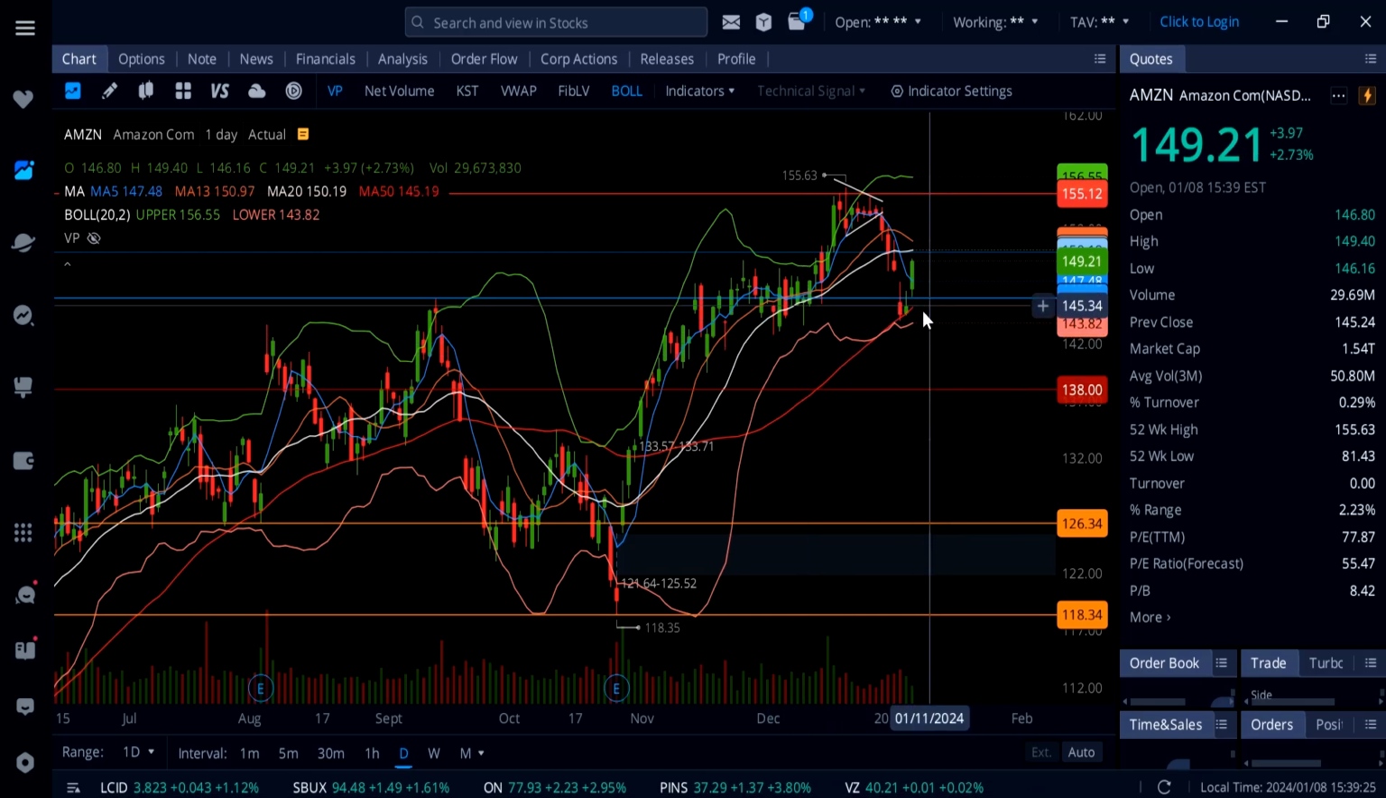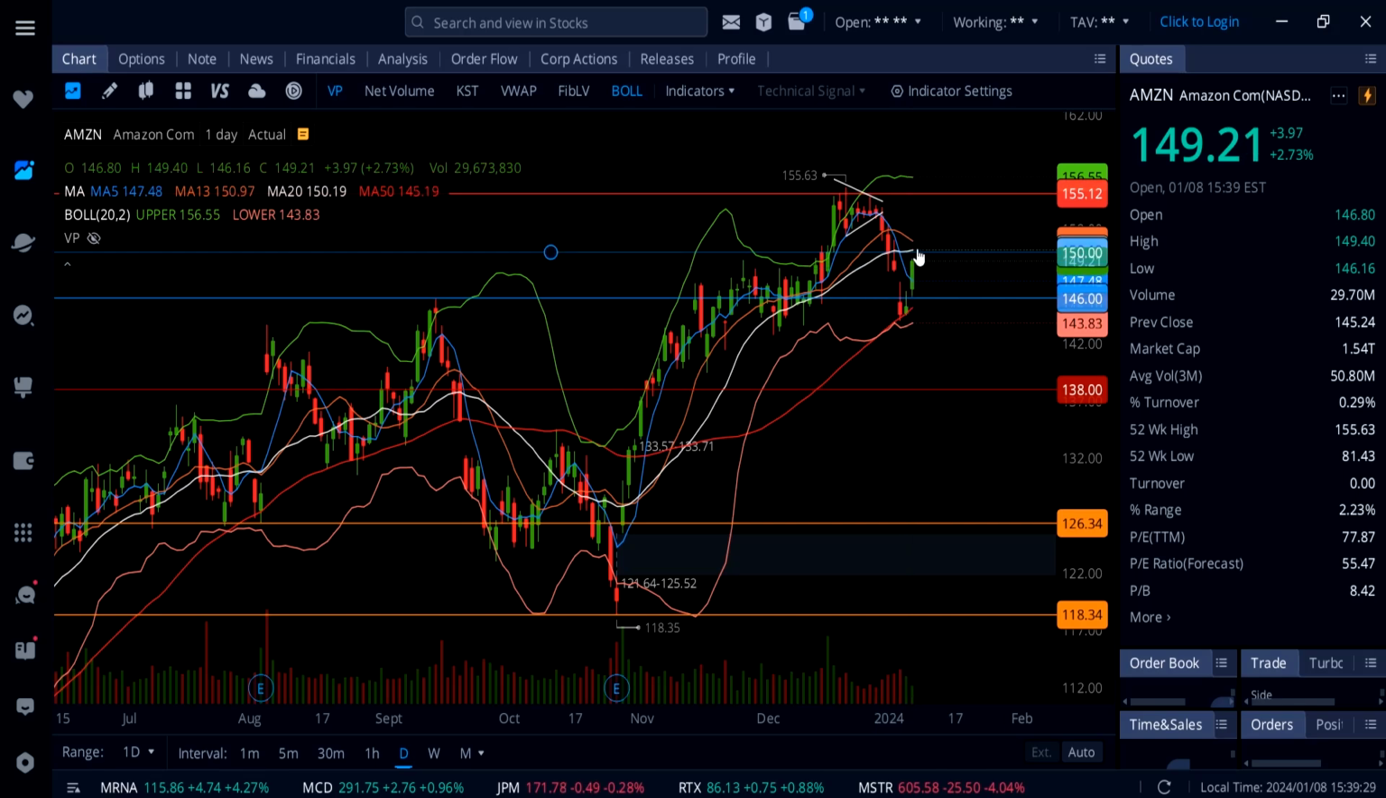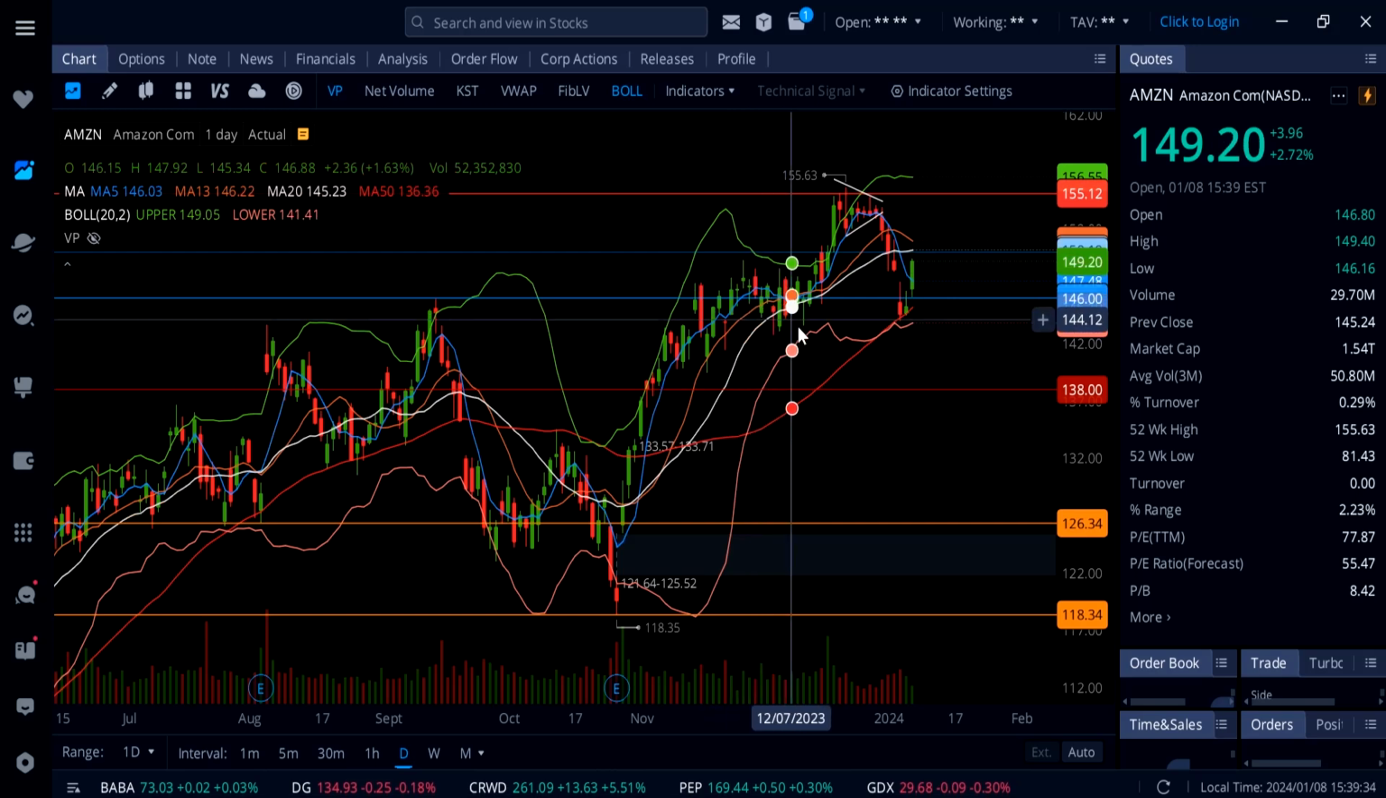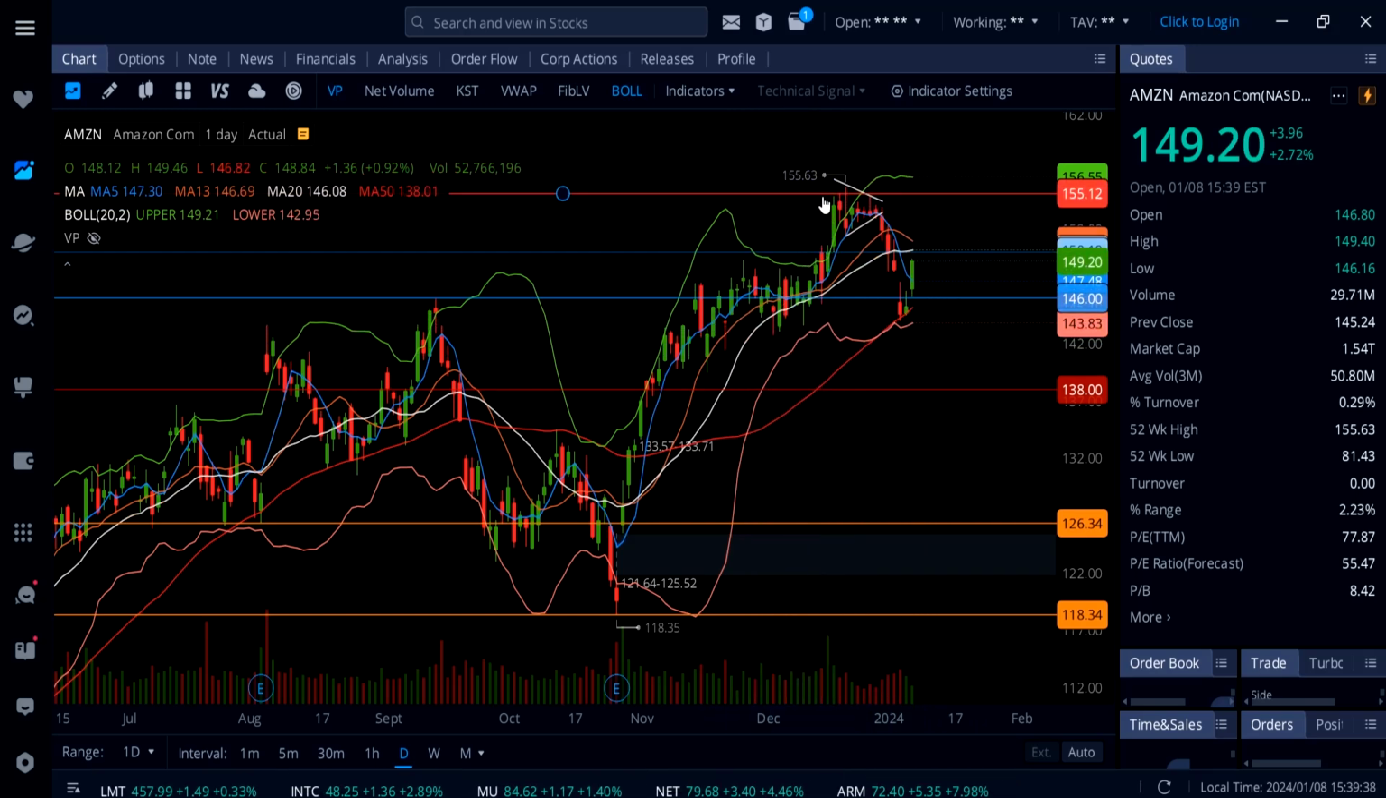So watch out for the support down here, 146, and the resistance to break, 150, 151, and then you're going to see a clear shot all the way up to 155 once again. And once we get above 155, there's going to be tons of upside on Amazon.